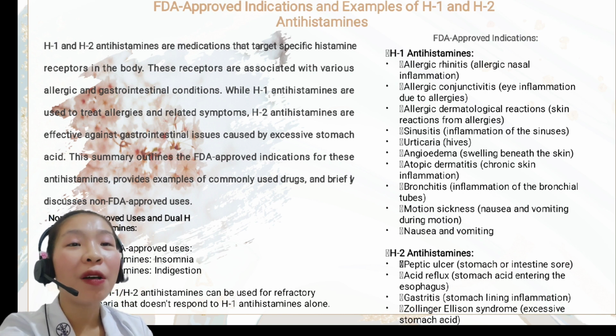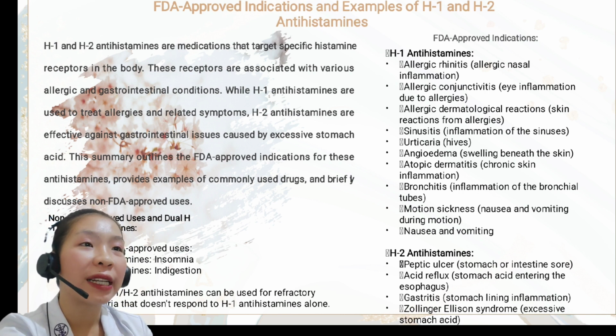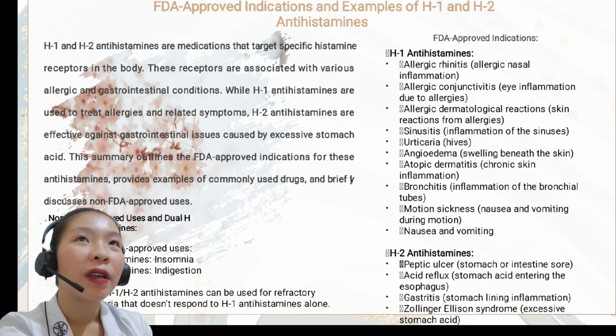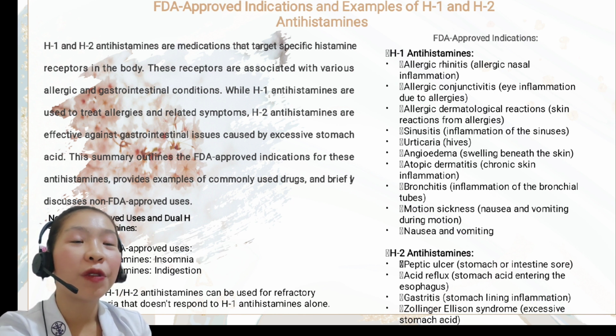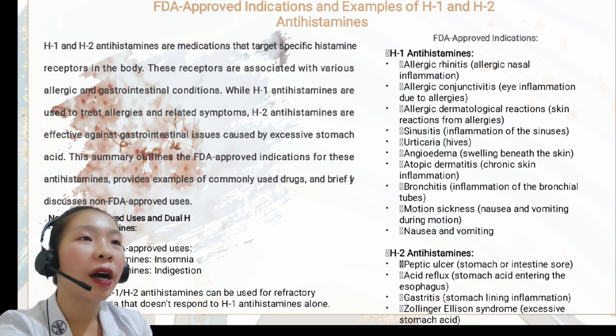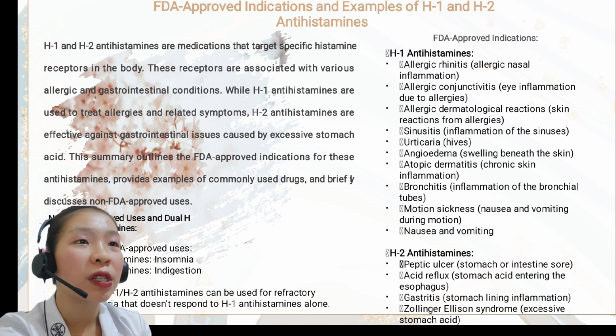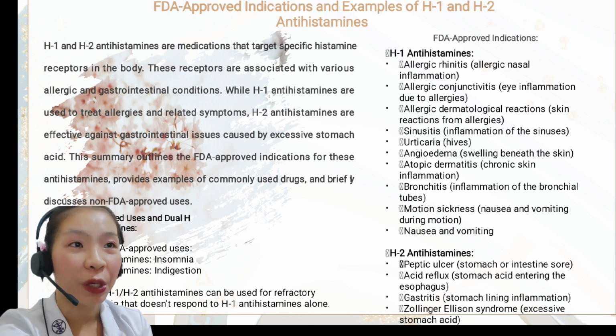So now we have here bronchitis. As you may know, from the root word itself, bronchioles, it is the inflammation of the bronchial tubes. Oh, I have skipped one part, which is atopic dermatitis, or chronic skin inflammation.